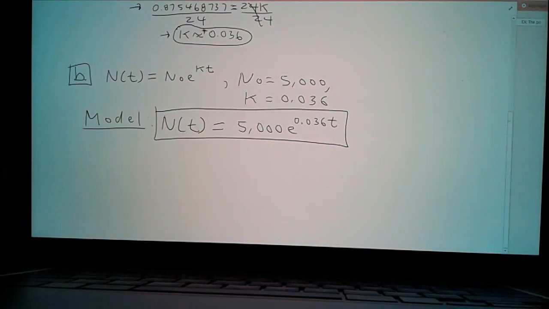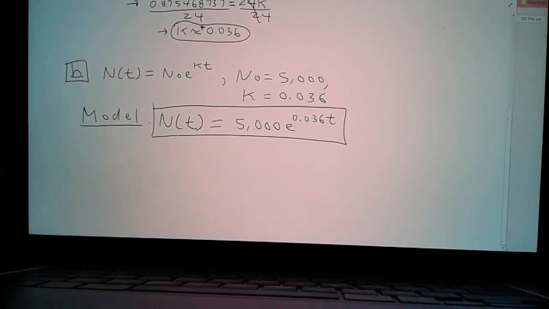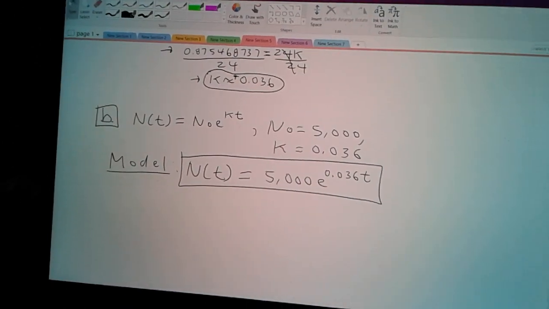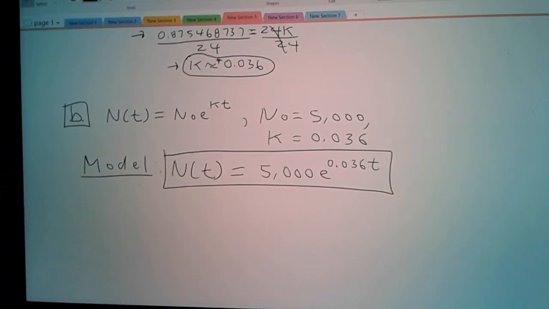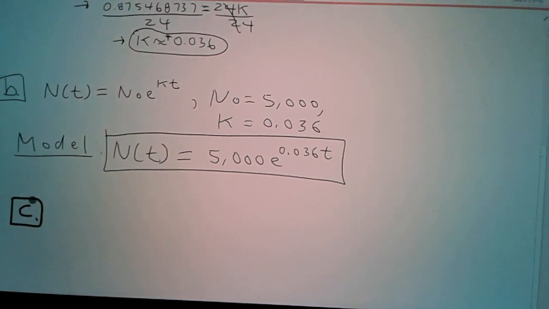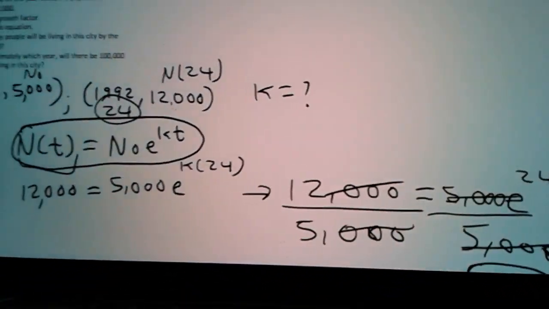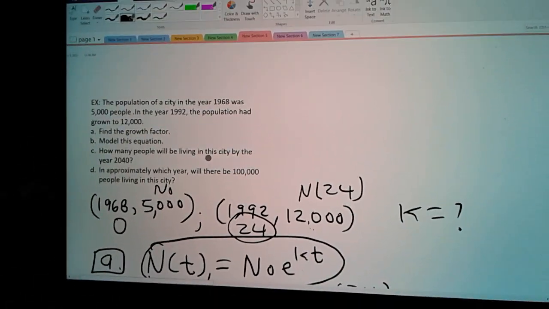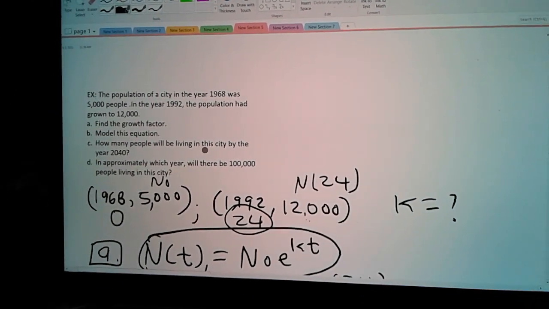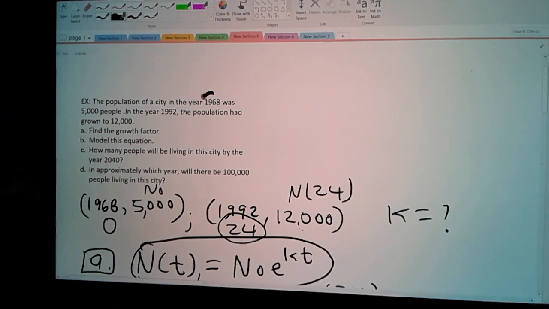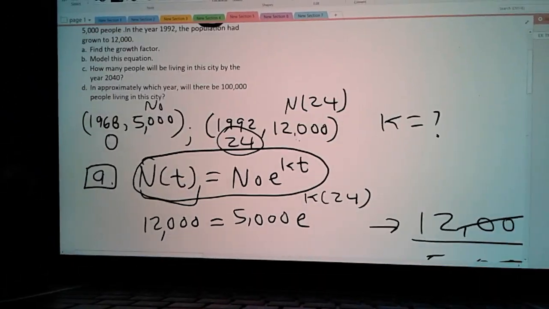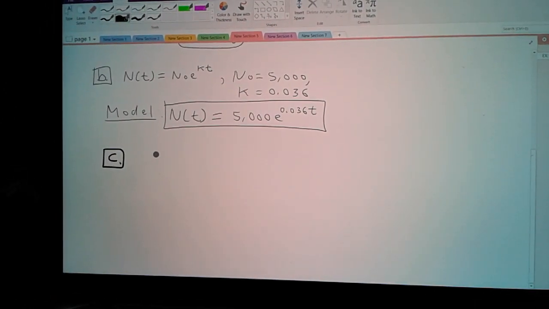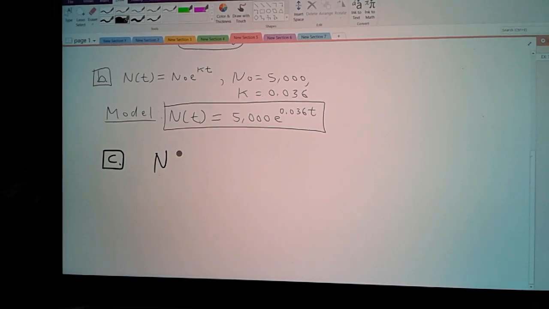Okay, so that's part B. So again, a model we use to make predictions about stuff. So in this case, we're looking at the number of people that are going to be living in the city. We're interested in seeing how that behavior goes as time goes on. So for part C, I ask, how many people will be living in the city by the year 2040? So that's still 19 more years from now, but we're not talking about now. We're talking about from 1968, right? So basically, you're looking for the number of people in 2040.